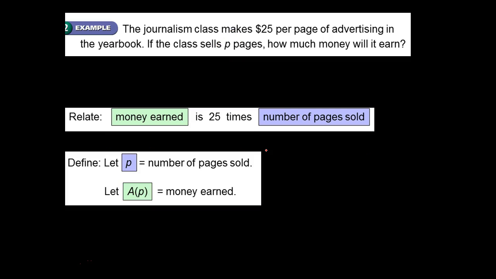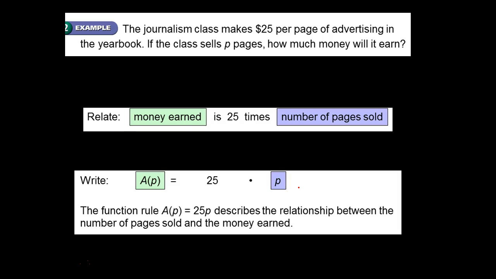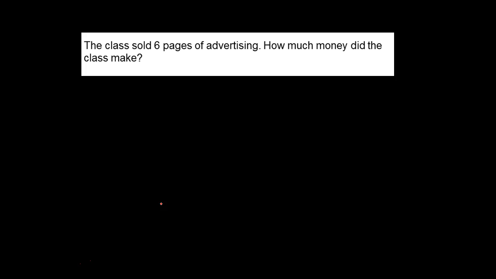So, P is the number of pages sold, which is what we just said. And A is going to be the money earned. So instead of y, we should use the letter A. So this is given, and we just said this is the same function rule we just made, but it describes the relationship between the number of pages sold and the money earned. Let's say the class sold 6 pages of advertising. How much money would they make?